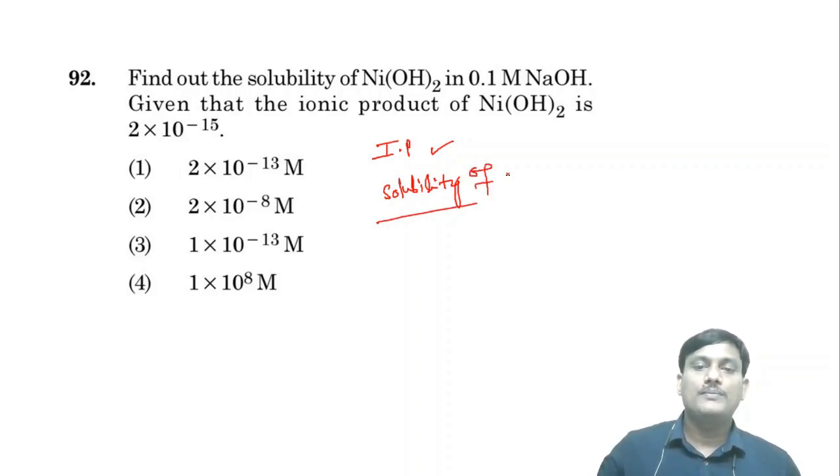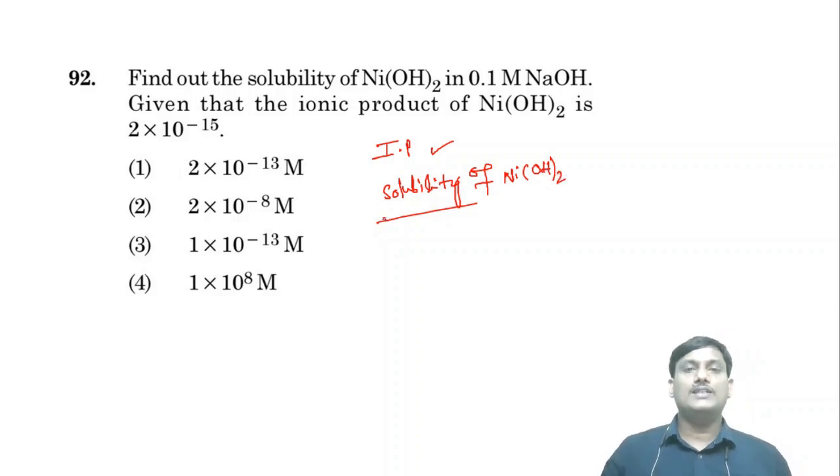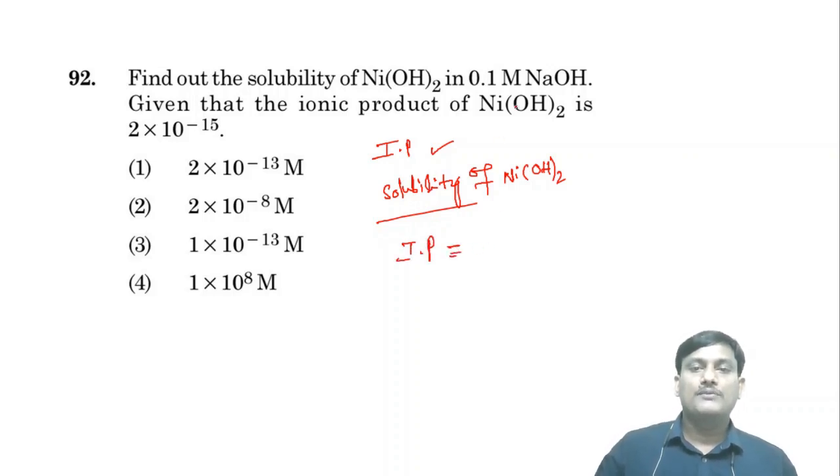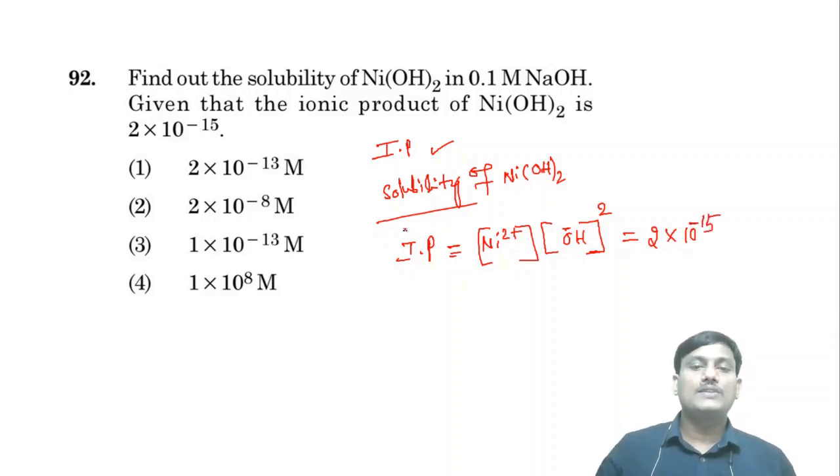Solubility of Ni(OH)2 you have to calculate. For this, what is the ionic product? For this Ni(OH)2, the ionic product is Ni2+ concentration into OH minus concentration square, is equal to 2 into 10 to the power of minus 15. Okay, this is given. You have to calculate solubility of Ni(OH)2.